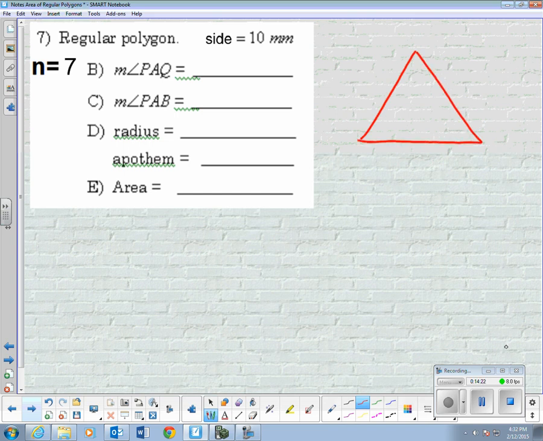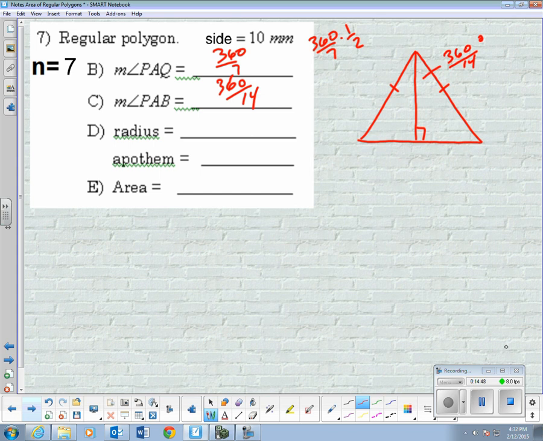All right, remember that the central angle is 360 divided by 7. That doesn't divide out evenly, so I'm just going to leave it as 360 over 7. But then I got to take 1/2 of that, remember, because this is an isosceles triangle and it bisects for the apothem. When I do half of that, I get 360 over 14. It's a fraction, so I'm just going to leave it like that. So that's 360 over 14 as that angle.